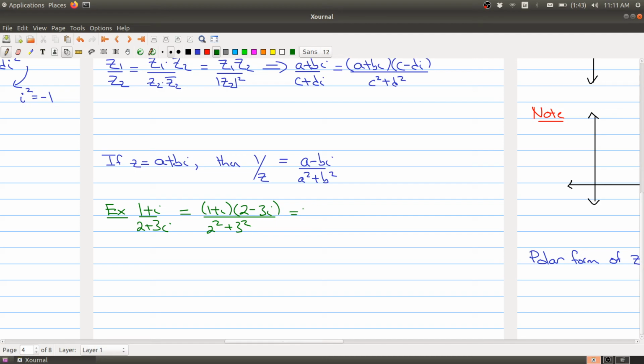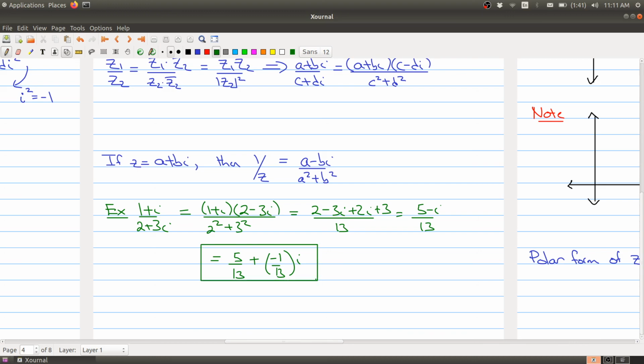So I'll multiply out the top. So I get 2 minus 3i plus 2i, and then I get negative 3i squared, which gives me plus 3. And then downstairs gives me a 13. And so upstairs I get 5 minus i over 13. And you may want to write it in the form of a complex number where we have the real part and then we have the imaginary part. There we go. And that would be our answer to the problem.